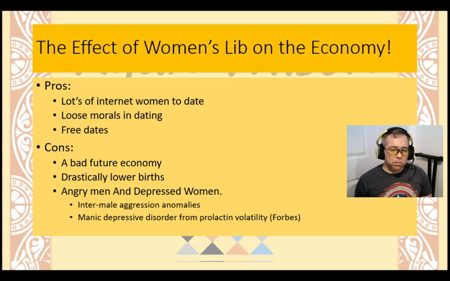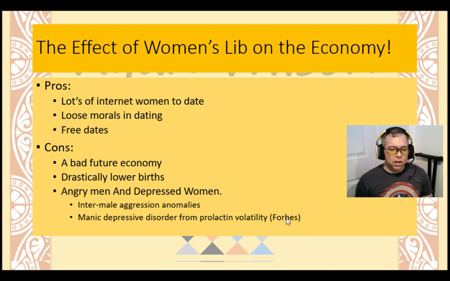It's also cross species. Dogs, cats, rats, all mammals exhibit intermale aggression anomalies. So it's fundamental to the brain and the neurology and the structure of our conscious states and our spirits. The other problem with it is manic depressive disorder from prolactin volatility. Basically, what's going on is the women become depressives and the men become manics. And they kind of cycle because the prolactin volatility goes up when you're not married.